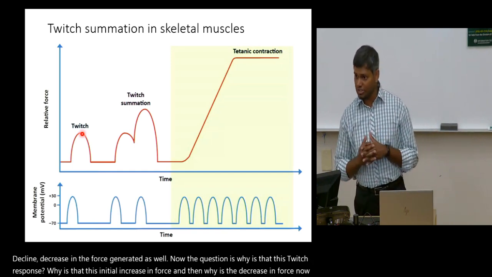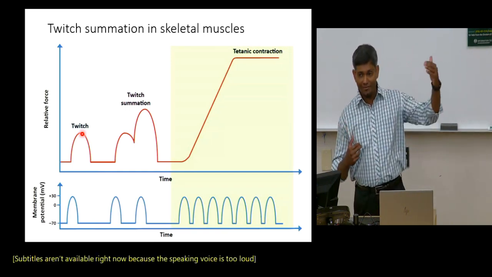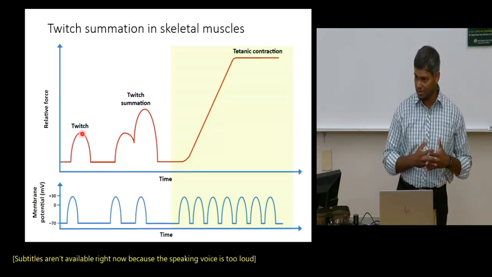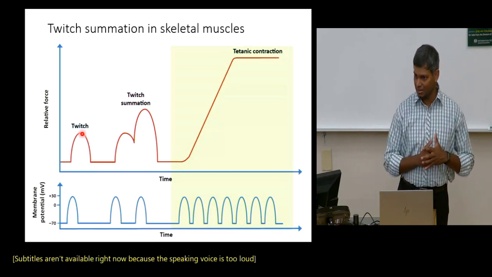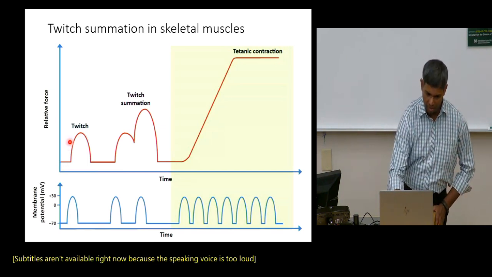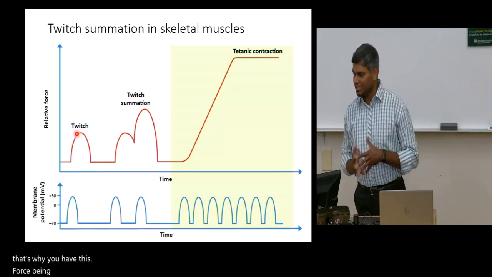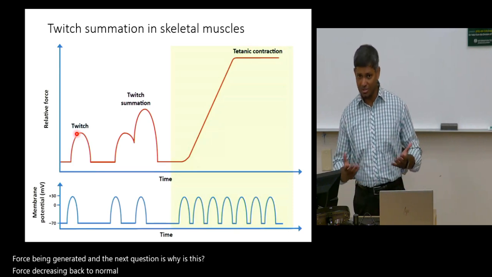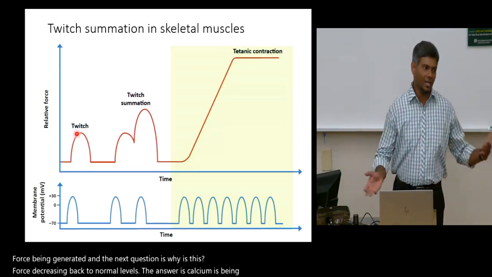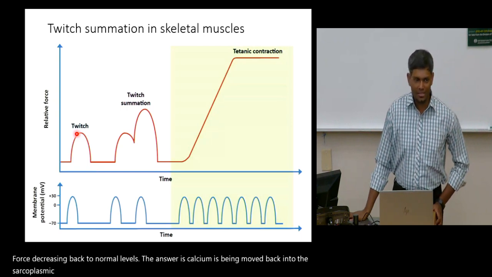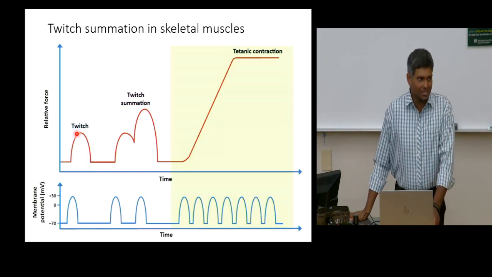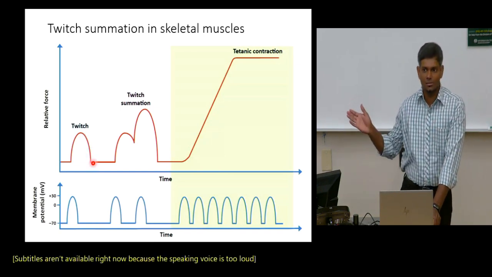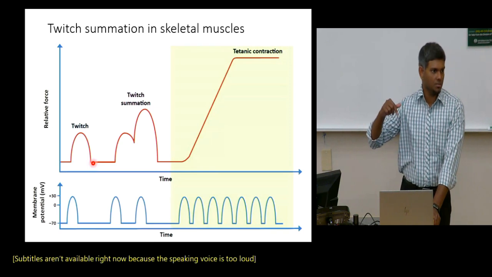Now the increase in force is because the action potential which travels down the T tubule causes calcium to be released from the sarcoplasmic reticulum, leading to actin-myosin interaction, and that's why you have this force being generated. And then the next question is, why is this force decreasing back to normal levels? The answer is calcium is being moved back into the sarcoplasmic reticulum, and that's why you don't have any more actin-myosin interaction, and so this force decreases again. Does it make sense? Yes? Where you have this twitch response?